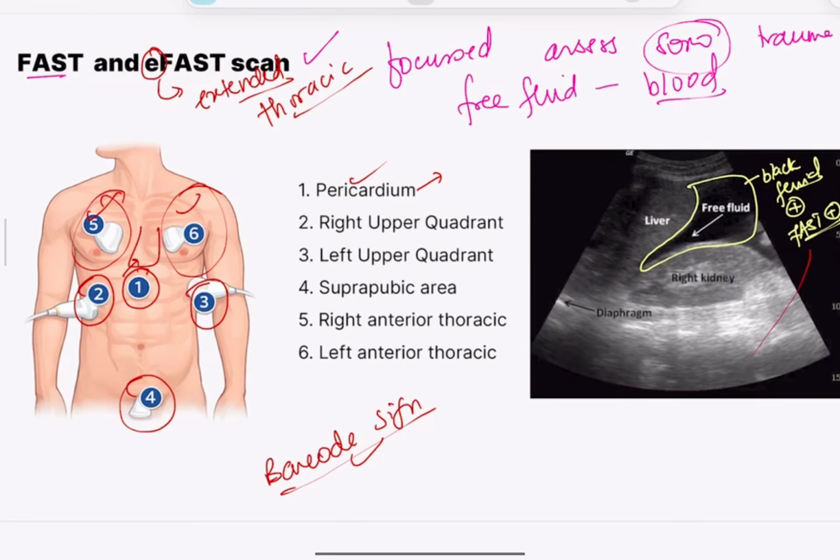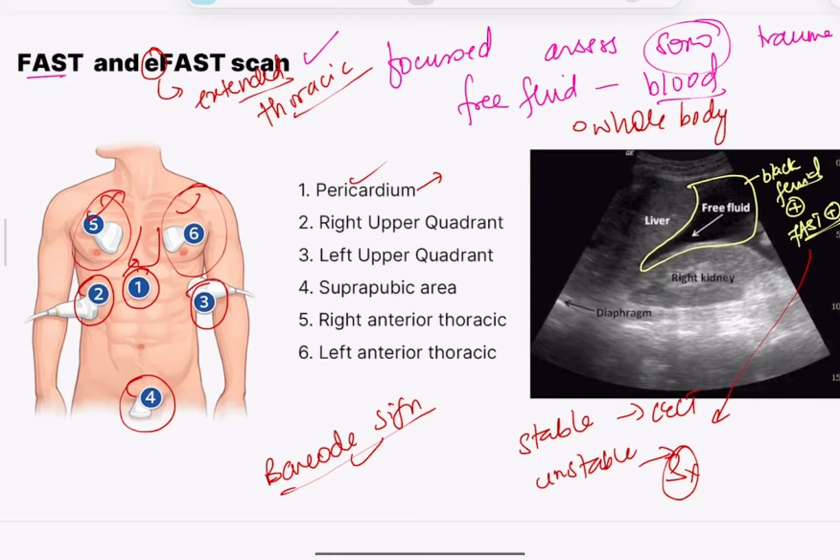So what do you do if the FAST is positive? Depends on whether the patient is stable or unstable. If the patient is stable, you have good enough time to evaluate it in detail, then you go for CECT. If the patient is unstable, no time, you directly go for surgery, exploratory laparotomy. Remember, we also do whole body CT in a patient of trauma, and it includes the important areas like the brain, the cervical spine, the abdomen. Previously asked question, it does not include the imaging of limbs. Limbs are not included in whole body CT.